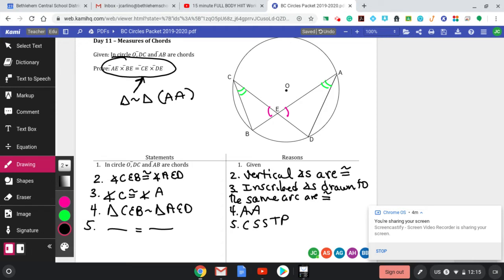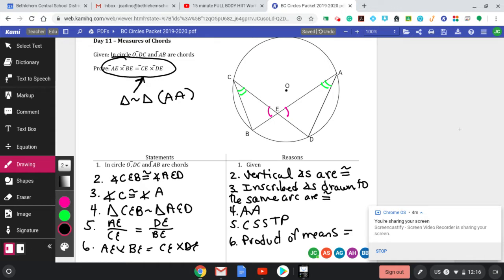All right. This proportion right here in statement number 5 can be found using the proof statement. So if I put AE here and I need to multiply it by BE, it's got to go diagonal from it because I'm going to cross multiply here, remember. And then CE and DE. Okay, by CSSTP. Now I cross multiply and I say that AE times BE is equal to CE times DE. And that's by product of the means equals product of the extremes.